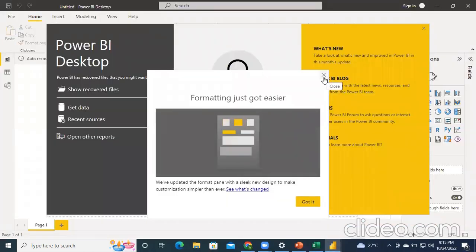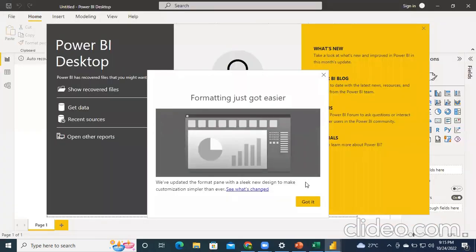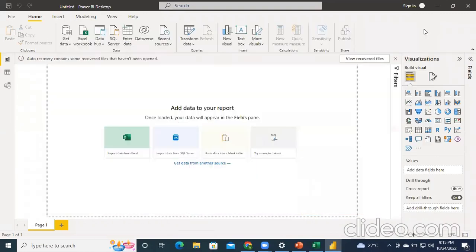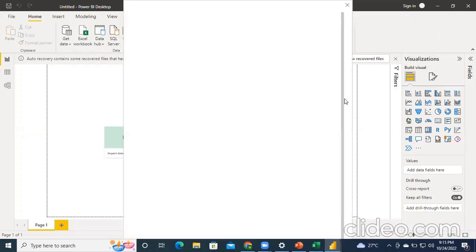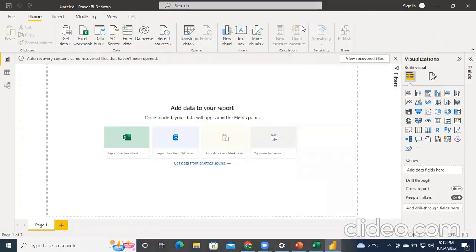Okay, after today's class, I will guide you all on how you can install it on your system. Okay, so this is the Power BI. We will be using it because it's very important. It's an effective application which you'll be using. Right here on my screen, I believe you can all see clearly. We have add data to your reports, and you can see import data from Excel, import data from SQL Server, paste data into a blank table, try a sample data set.